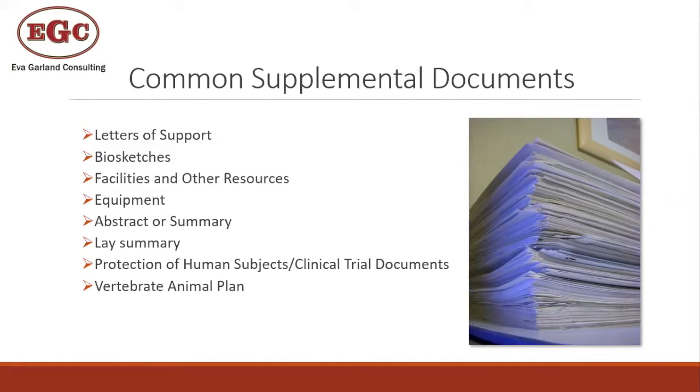The rest of the items on this list, biosketches, facilities, resources, and equipment, abstract or summary, and lay summary, are universally required. And all agencies require some form of human subjects or clinical trial documents for studies that include human subjects or samples, and a vertebrate animal plan if your study includes vertebrate animal experiments. Beyond these common elements, each agency also asks for their own specific set of supplemental documents, or has their own defined format for each of these.